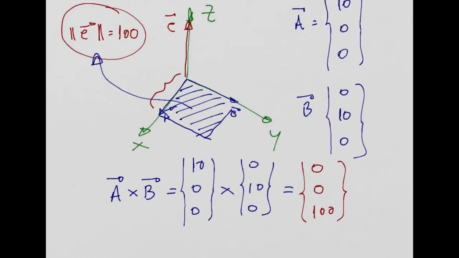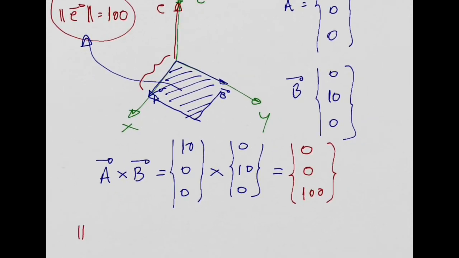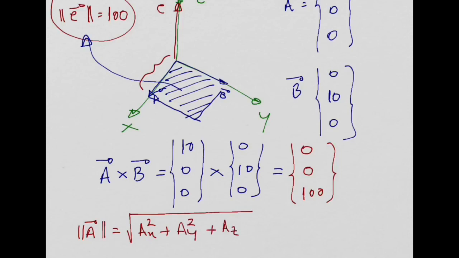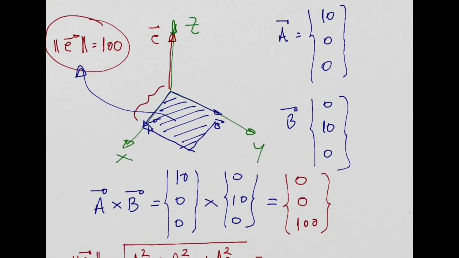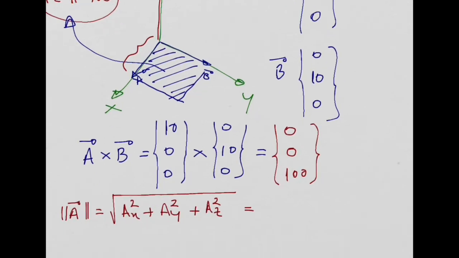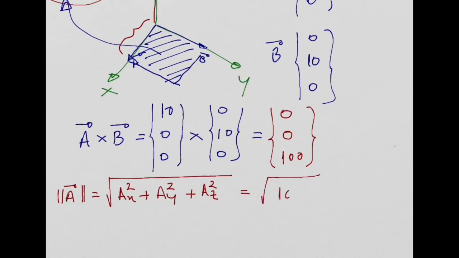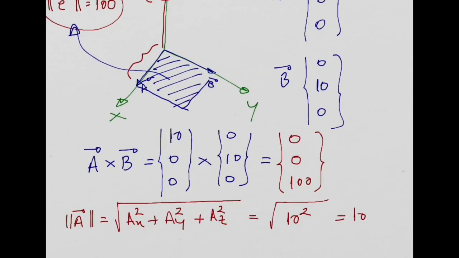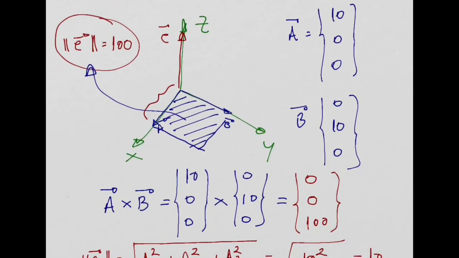By the way, how do you calculate the norm? The norm of a vector, vector A for example, is the square root of the x component squared plus the y component squared plus the z component squared. In our case, for vector A, ax is 10 and everything else is 0. So we have the square root of 10 squared, which is equal to 10. This is the norm of our vector A, which is exactly the same as our vector B. The norm of B is also 10.